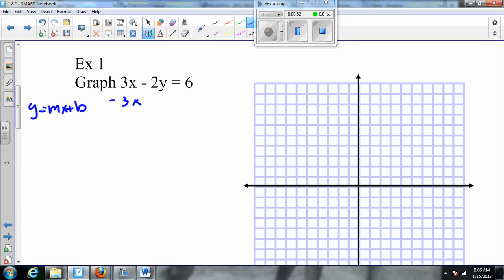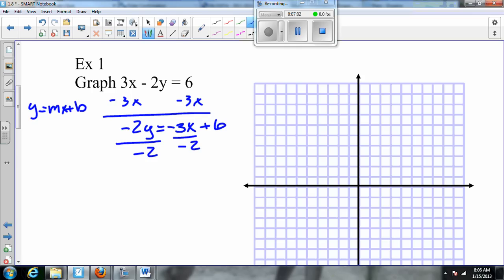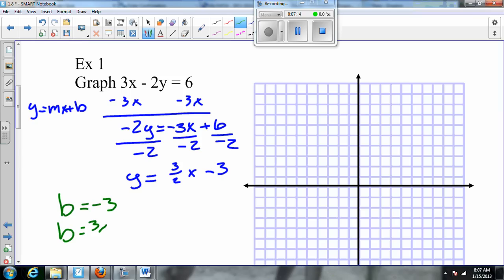Subtract the 3x. Get negative 2y equals negative 3x plus 6. Divide by negative 2. So y equals a positive 3 halves x minus 3. Our y-intercept is negative 3. Our m is 3 over 2.